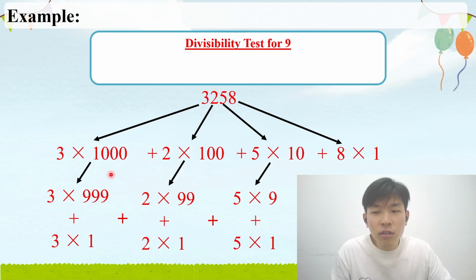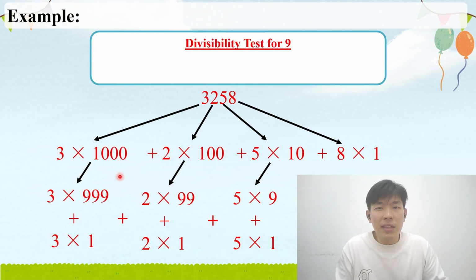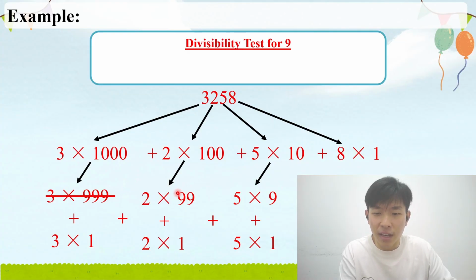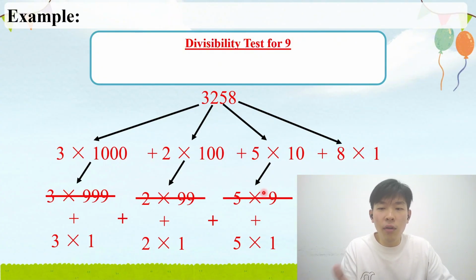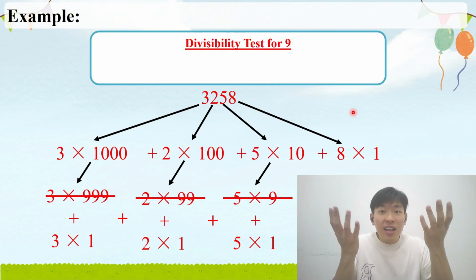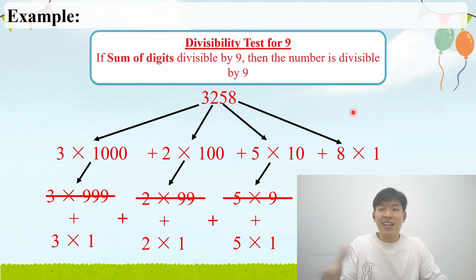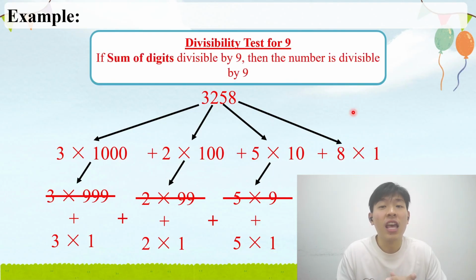So here, all we need to do is just check. 999 is divisible by 9, which means that any number multiplied by 999 will be divisible by 9. Don't need to look. Again, 99 is divisible by 9, so any number multiplied by 99 will be divisible by 9. Don't need to look. Similarly, don't need to look. Which means that all we need to do here is to check 3 plus 2 plus 5 plus 8, whether it is divisible by 9. Isn't it the same as our divisibility test for 3? Yes. So if the sum of digits is divisible by 9, then the number is divisible by 9.